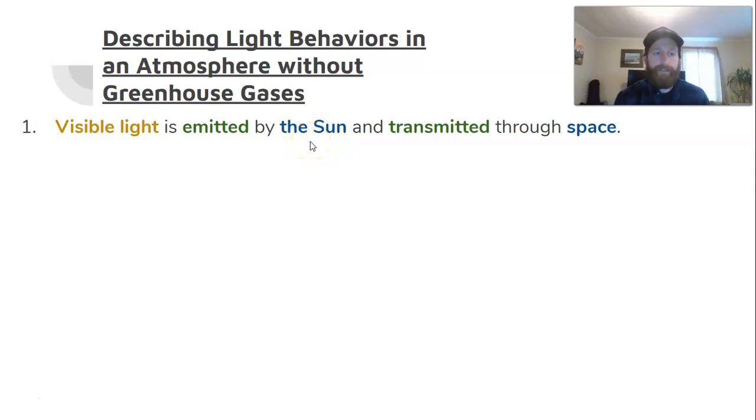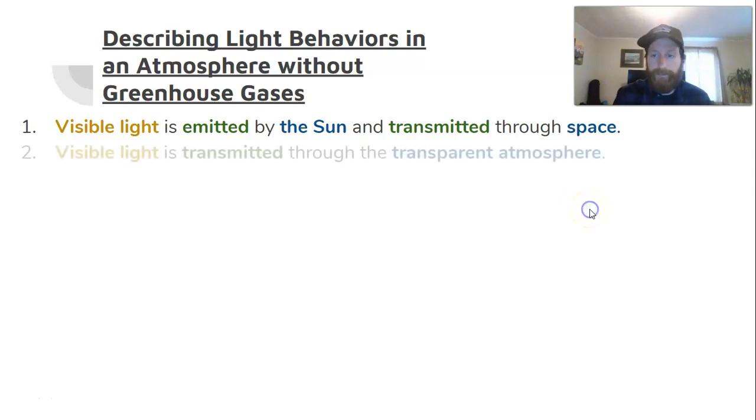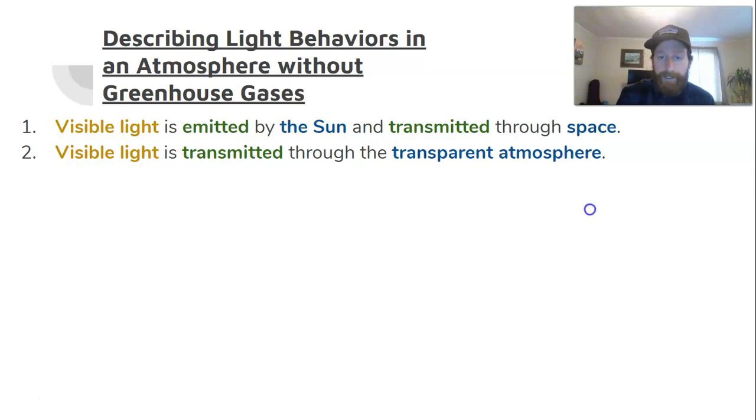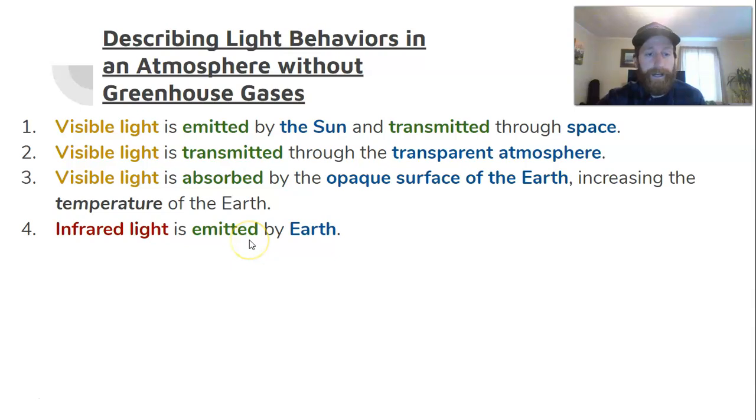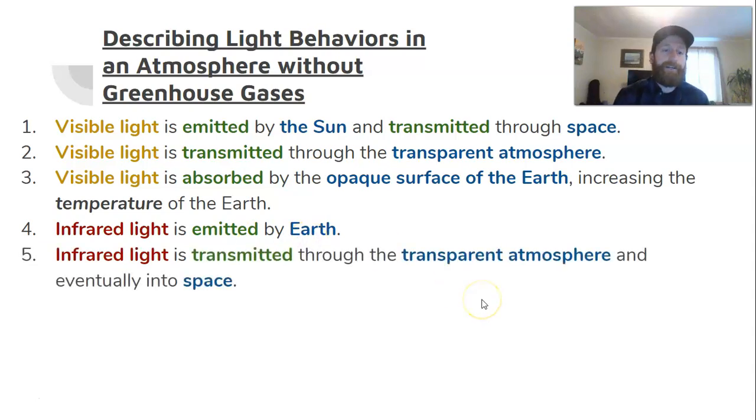So the first thing that happens is visible light is emitted by the sun and transmitted through empty space, traveling towards Earth. Visible light is transmitted through the transparent atmosphere. Visible light is absorbed by the opaque surface of the Earth, and some is reflected, and that increases the temperature of the Earth. And then infrared light is emitted by the Earth, because anything that has a temperature is going to emit infrared light. And that infrared light is transmitted through the transparent atmosphere and eventually back into space.